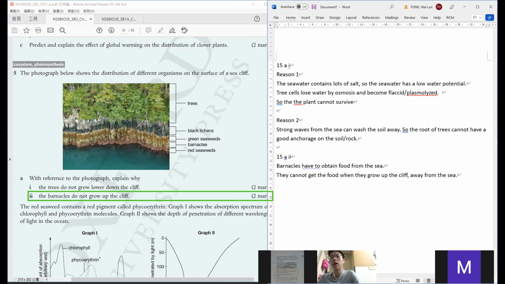So basically, my concept is that for these 2-mark questions, I want you to understand there's a mechanism, a framework to answer all these questions. What is the need of the organisms? For example, trees have to keep lots of water inside the cells. Tree cells have to keep enough water.